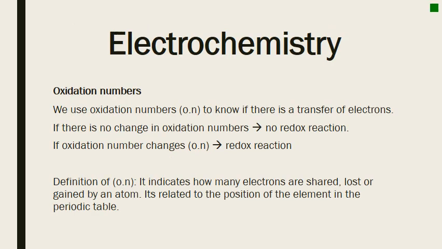Our next lesson was electrochemistry, and we looked at oxidation numbers. Oxidation numbers let us know if there's a transfer of electrons. So if there's a change in our oxidation numbers, it means that there is a redox reaction, and if there is no change in oxidation numbers, that means there is no redox reaction. So the definition of oxidation number is, it indicates how many electrons are shared, lost or gained by an atom. It's related to the position of the element in the periodic table.